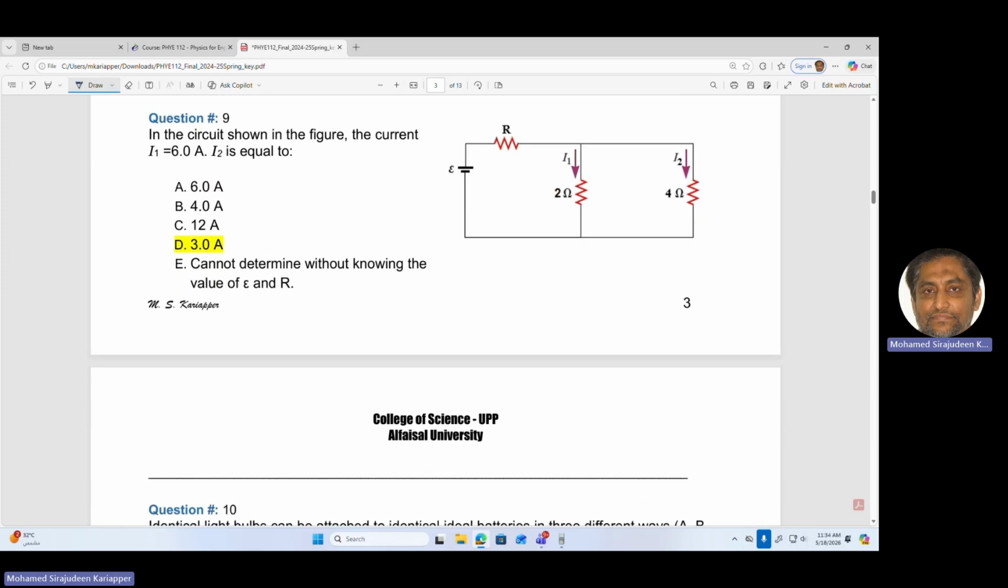Number 9. In the circuit shown in the figure, the current I1 is given, and the current I2 is not given. Resistance R here is also given. Now find I2. This is the question. The answer is 3. The current I1, the total current, is 6, and I2 we find.